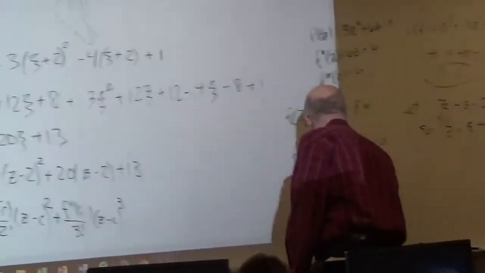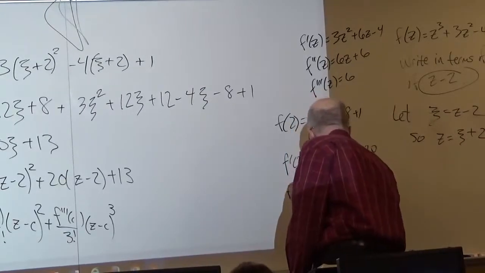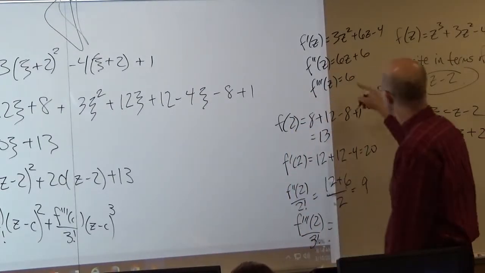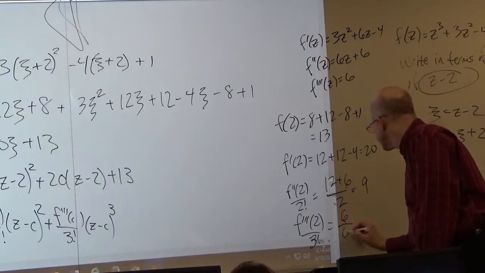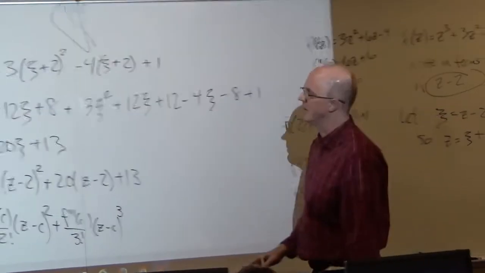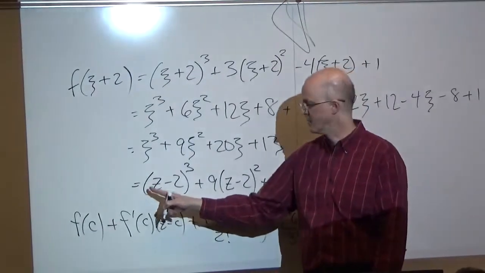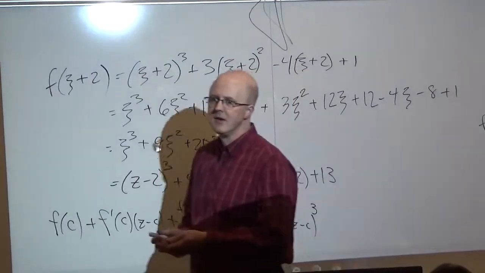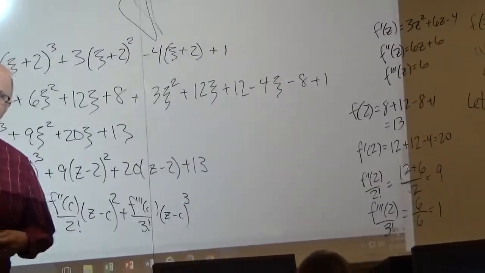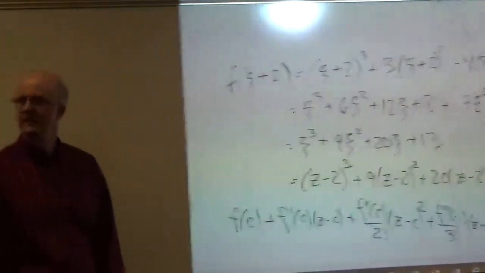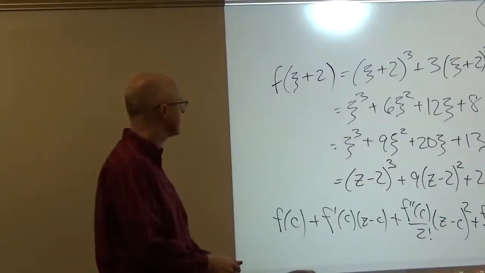Finally, F triple prime of 2 divided by 3 factorial is this constant, 6 divided by 6, which is 1. The coefficient of (z minus 2) cubed is 1. All right? The book does an example just like this. You should be able to do this kind of thing both ways. What's the practical benefit of it?